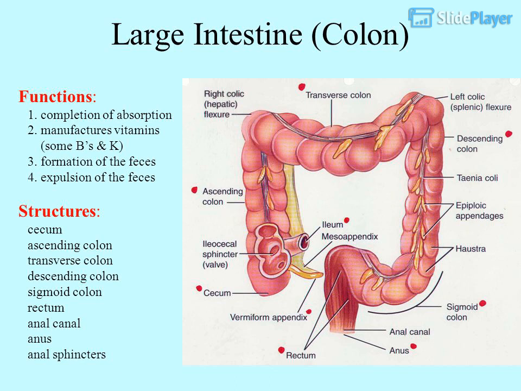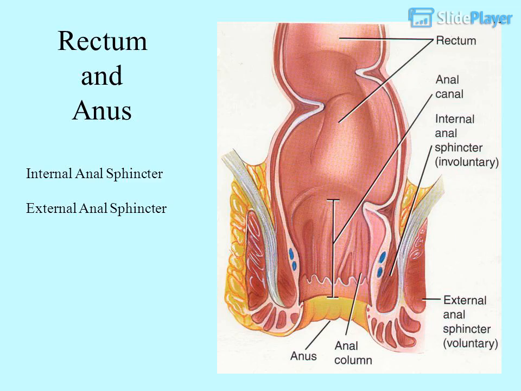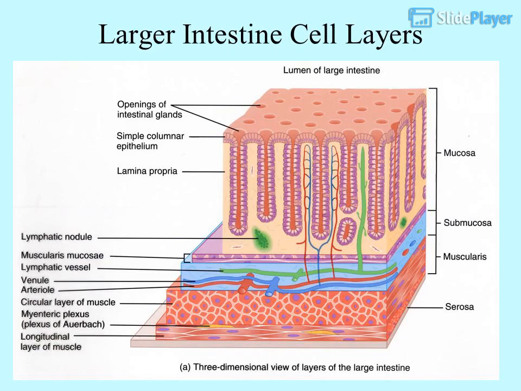Structures: cecum, ascending colon, transverse colon, descending colon, sigmoid colon, rectum, anal canal, anus, anal sphincters. Rectum and anus. Internal anal sphincter. External anal sphincter. Large intestine cell layers.